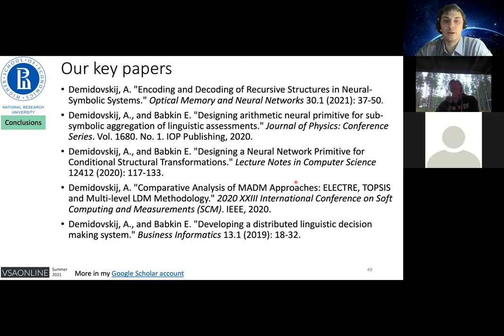So here are our key papers. Here is the paper about encoding the trees. This one is about the conditional elements and compiled networks. Here are the papers about the decision support systems and their proposed methodologies.